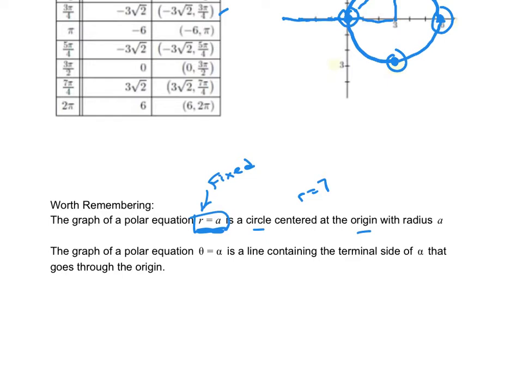A polar equation, theta equals a, and we talked about this a little bit the other day, but the polar equation theta equals a is a constant angle. So it's a line that contains the terminal side of that value. So if I have theta equals pi over 4, we are going to have an angle of pi over 4, a line going through that. Okay, that's something we briefly touched on the other day that's worth remembering as we move forward.